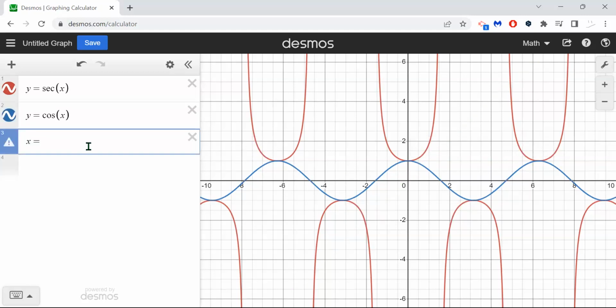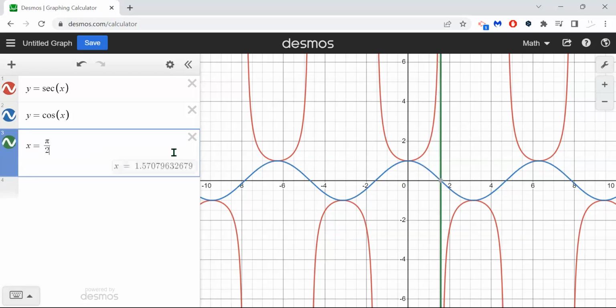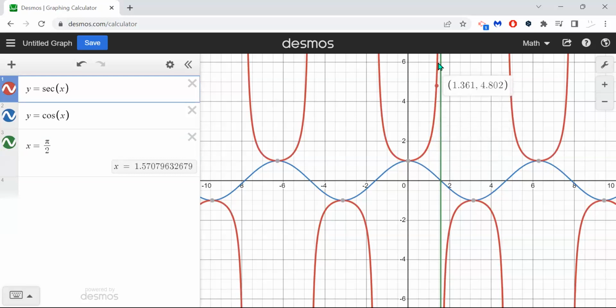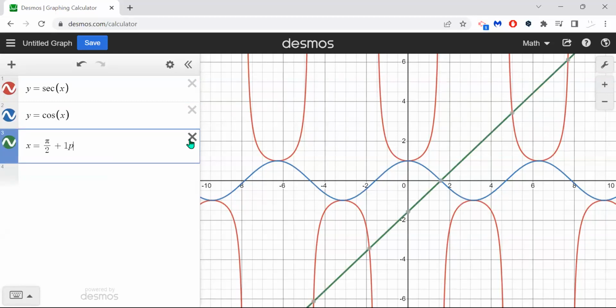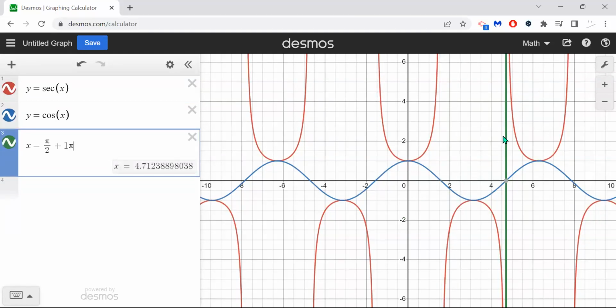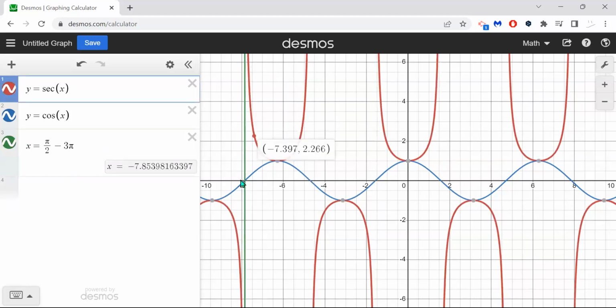Let's draw a few of them. Let's say x equals pi over 2. Then the secant x will approach it. Okay. Then there's another one, x equals pi over 2 plus 1 pi. The other one, this one, plus 2 pi, and then it goes all the way to the right. Minus 1 pi is on the left. Minus 2 pi, a bit more to the left. Minus 3 pi, a bit more to the left. Okay.